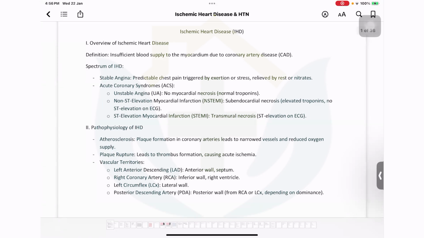Ischemic heart disease is defined as an insufficient blood supply to the myocardium due to coronary artery disease, leading to supply-demand mismatch. It is identified as a spectrum of disease. On one end of the spectrum we have stable angina, in which the patient has chest pain brought on by exercise, emotional stress, or anything that causes tachycardia or an increase in the force of contraction of the heart. Both increased contractility and increased heart rate increase the oxygen demand, and when the coronaries are unable to meet that, there will be angina.